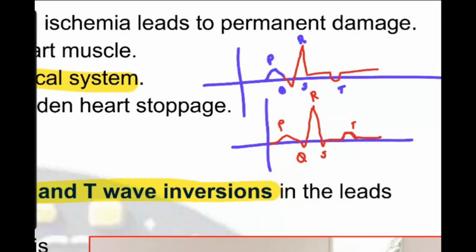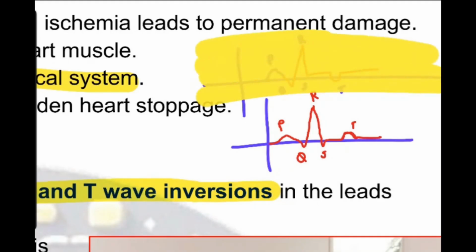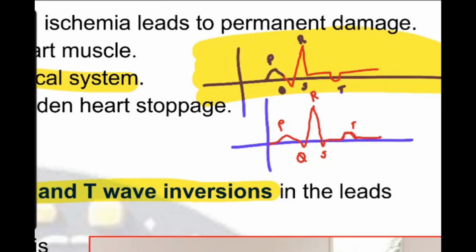See, the T wave was on the upside here. I'll color this. See this picture. Normally the T wave should be on the positive side, but here T wave inversion occurred. And the ST segment, normally it was on the baseline, but here it is above the baseline. So ST elevation it is. See, ST elevation. Such an MI is known as STEMI.